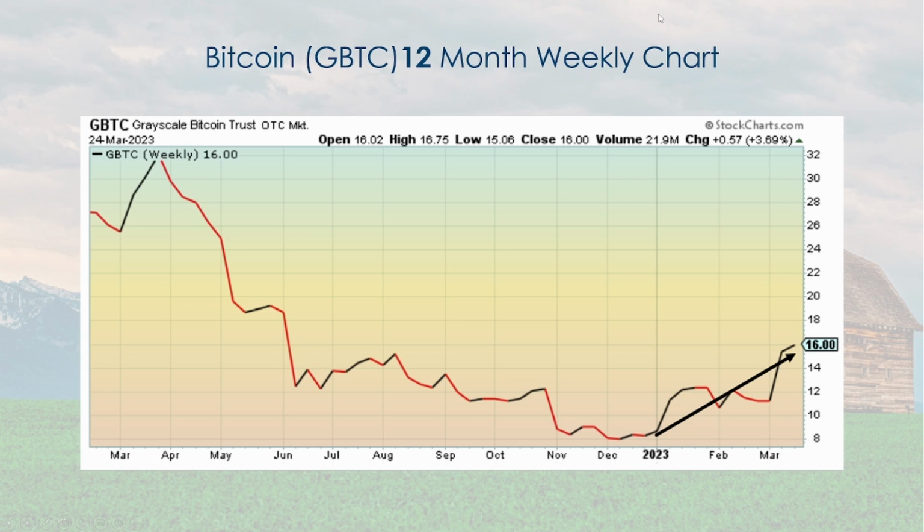Bitcoin was in a long-term downward trend up until about the end of last year, and now it has moved up quite a bit. Because it fell so far, it doesn't look like it's gone up a lot, but it actually has gone up quite a bit since about the first of the year.